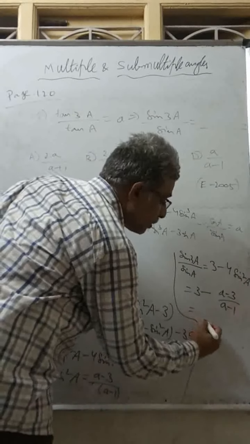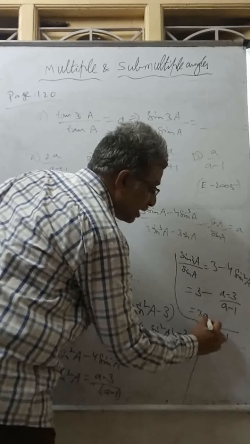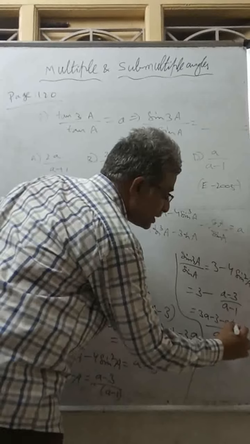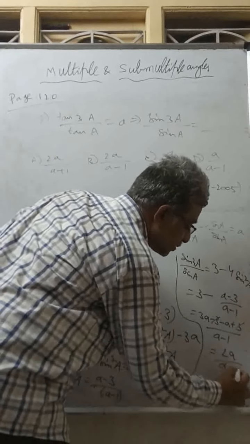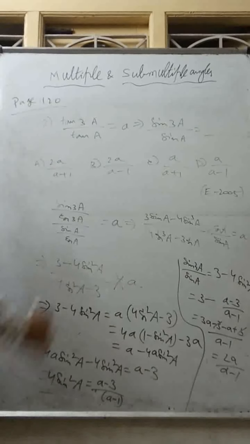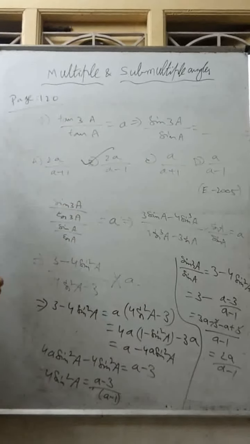Now if I take a minus 1 common, the LCM, this becomes 3a minus 3 minus a plus 3. The 3s cancel, becomes 2a by a minus 1. Our option is B, 2a by a minus 1.